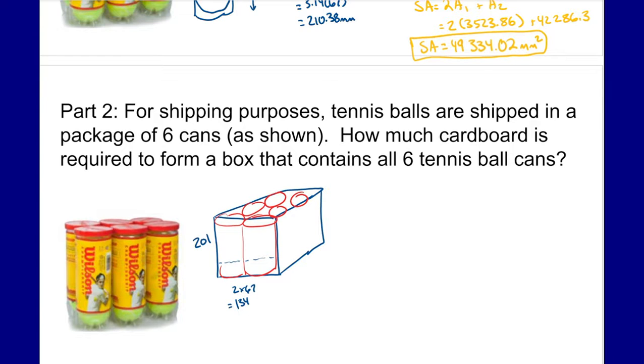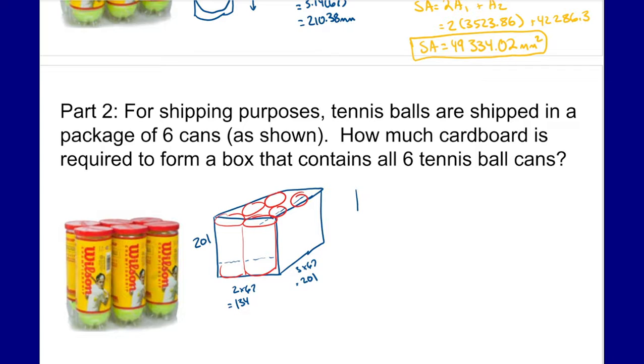For the length of our box, it's going to be 3 diameters long. So 3 times 67, which gives us 201. So now we have enough information to figure out what our box is going to be, or our surface area.